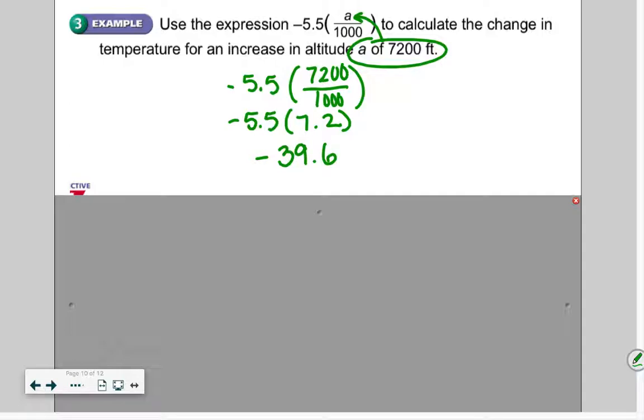Use the expression to calculate the change in temperature for an increase in altitude. Are they telling us what we're using for a temperature here? It does not. So we do not know if this is degrees Celsius or degrees Fahrenheit, but I can put my degree symbol in there. So there's a change of 39.6. It's going down 39.6 degrees.